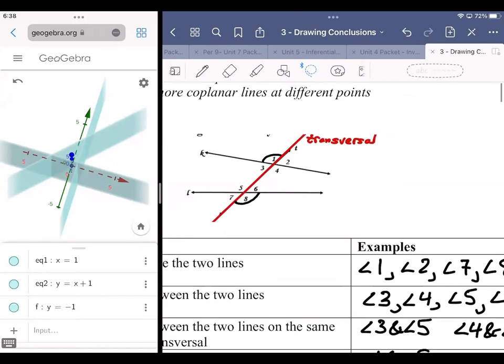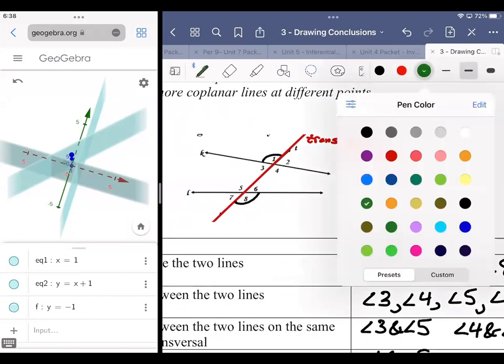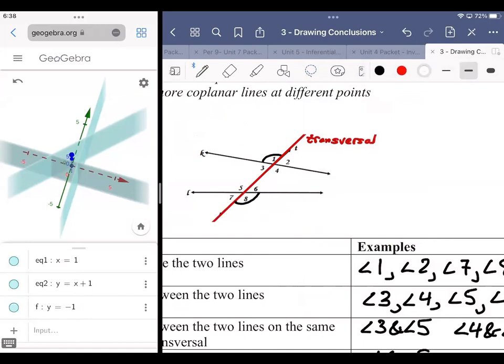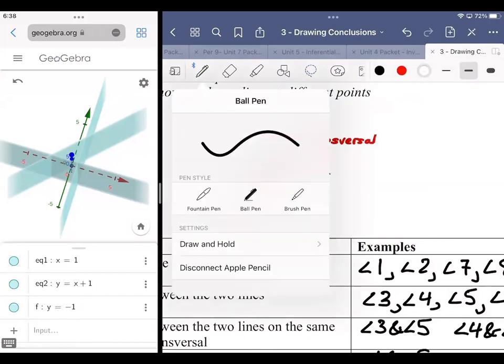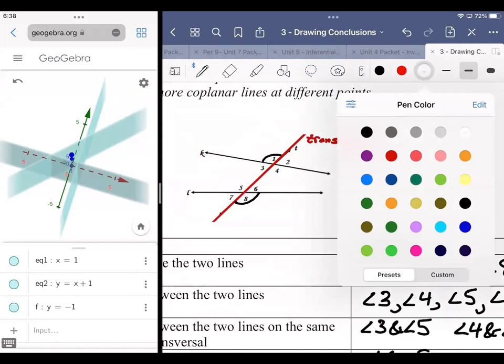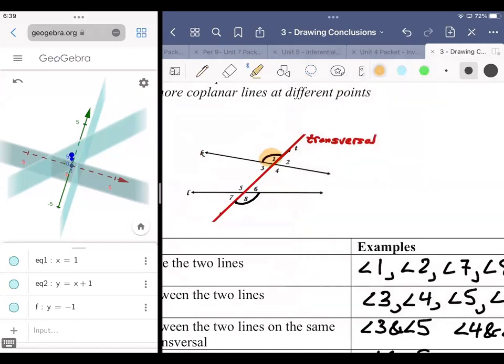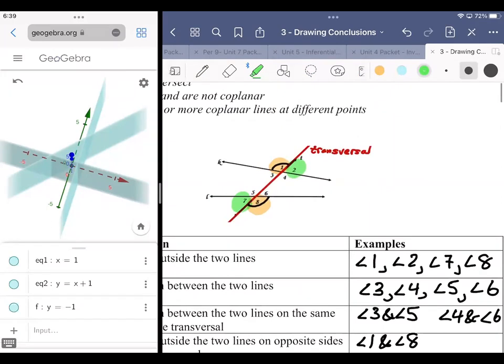But yeah, so these would be a pair of alternate exterior angles. We'd be looking at this angle and this angle, also this angle and this angle. All right, so these are alternate exteriors.